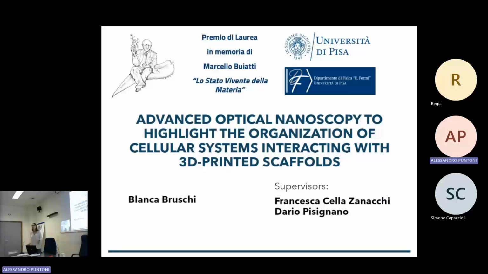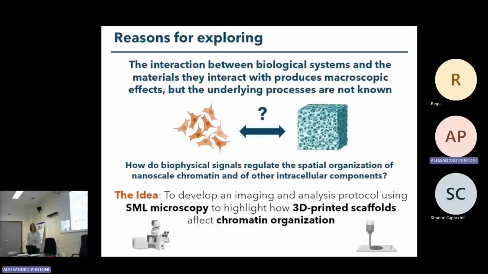In my thesis work, I studied what happens when cells interact with specific materials, and in particular, I focus on what happens at the nanoscale using advanced nanoscopy. So the idea is what happens when cells interact with a specific substrate.